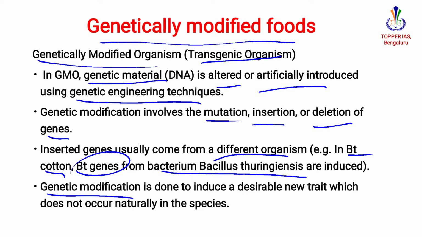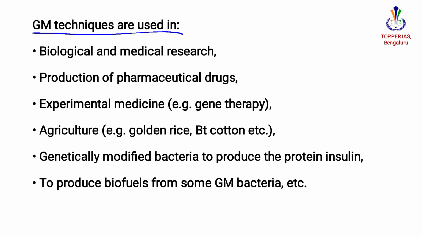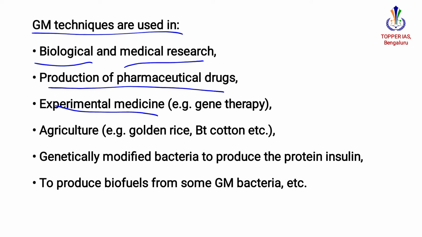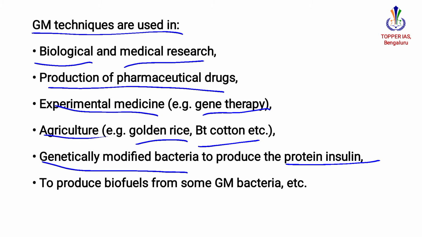Genetic modification is done to induce a desirable new trait. If you want new characteristics, we do genetic modification using different organisms to get them. It will not occur naturally in this species. Genetic modification techniques are used in different fields, for example biological and medical research, production of pharmaceutical drugs and experimental medicines like gene therapy, and in agriculture, for example golden rice, Bt cotton, Bt brinjal, etc. Genetically modified bacteria are used to produce the protein insulin, and some GM bacteria produce biofuels.